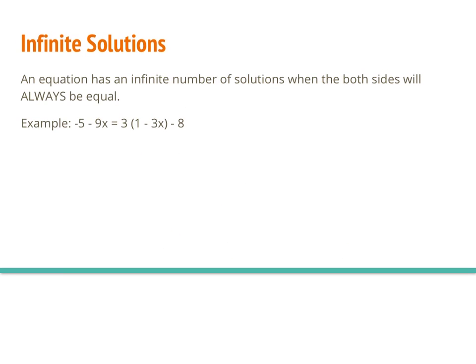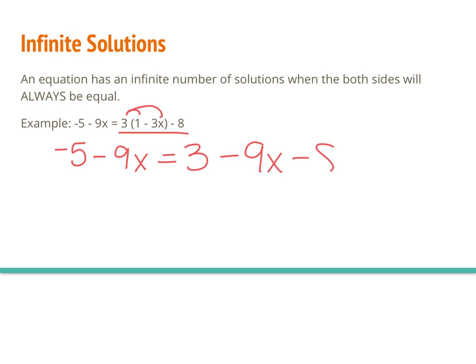The other type of equation that we could have is one where it's always true no matter what. In other words, whatever you have on the left is exactly the same as whatever you have on the right. Sometimes it's very easy to see that, and other times it's very hard. For example, this entire side needs to be simplified. So on the left, I'm going to keep negative 5 minus 9x, and on the right, first we distribute. So that would be 3 minus 9x minus 8.